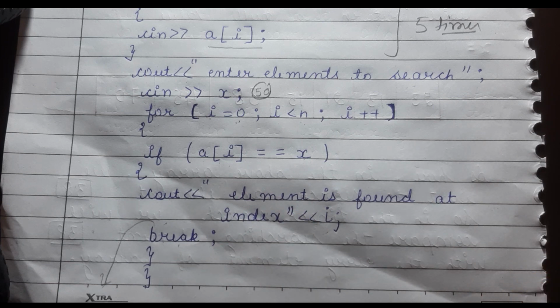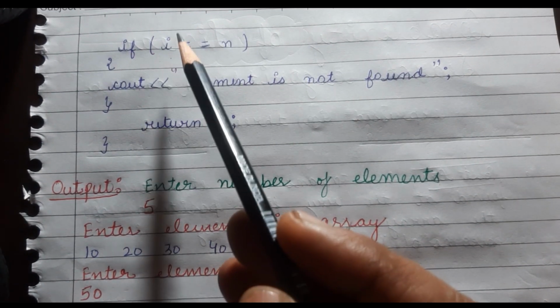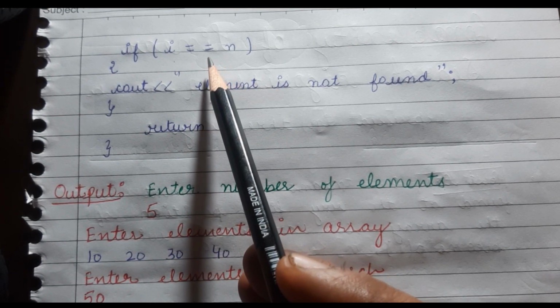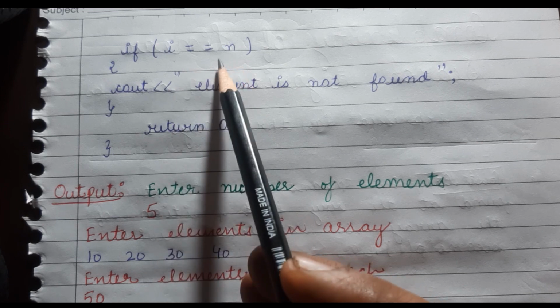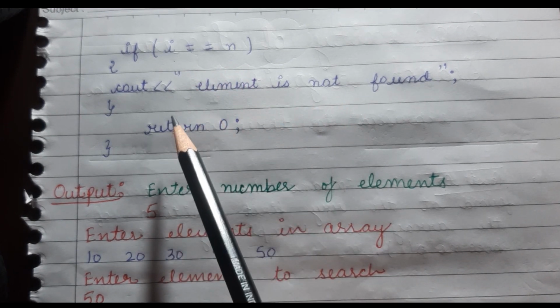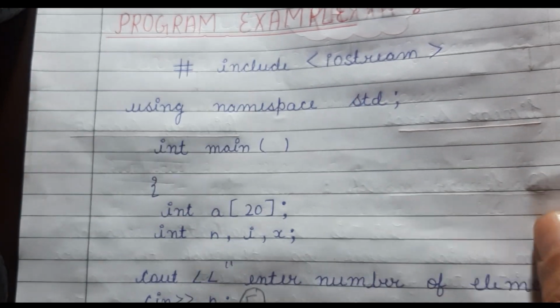And after this, here I write the condition if i == n. If i is updated up to n, if this condition is true, it means the element is not found in the array. Okay, now let's first discuss the previous code here.